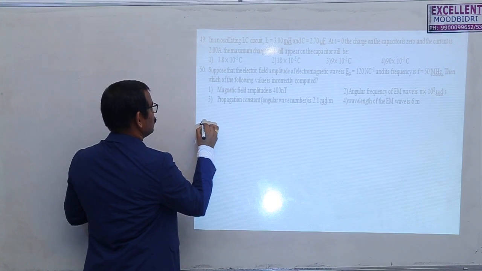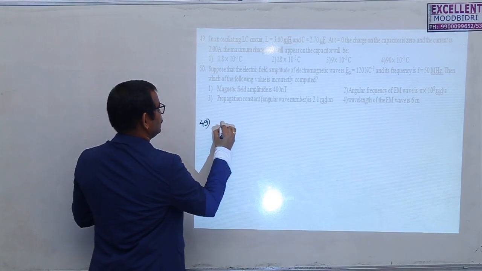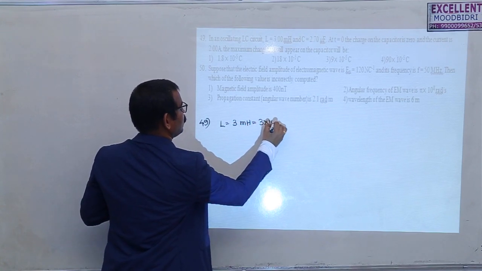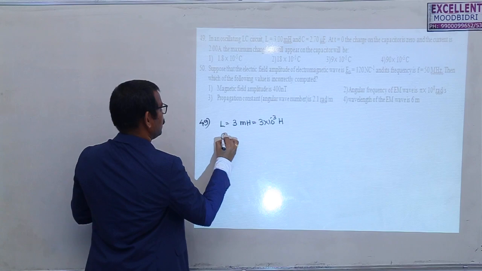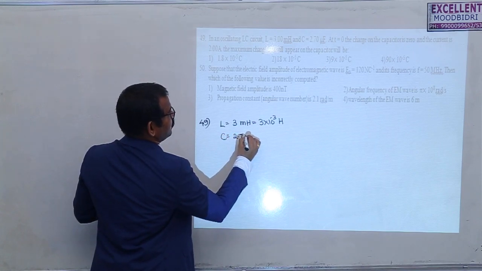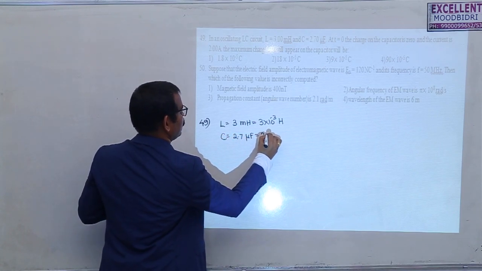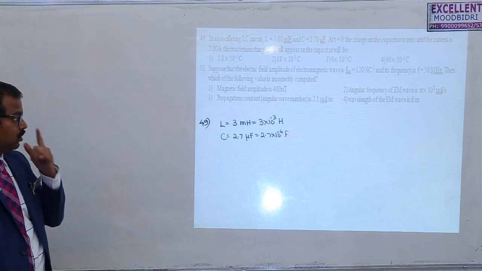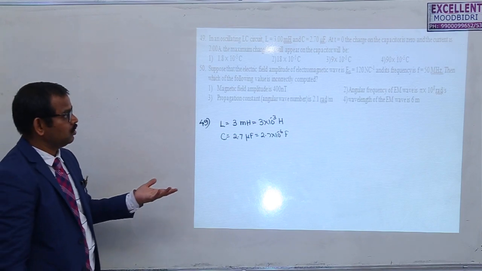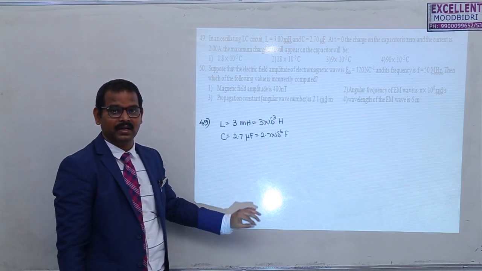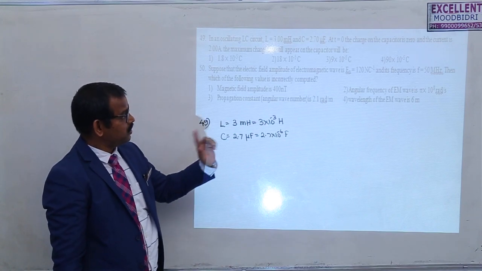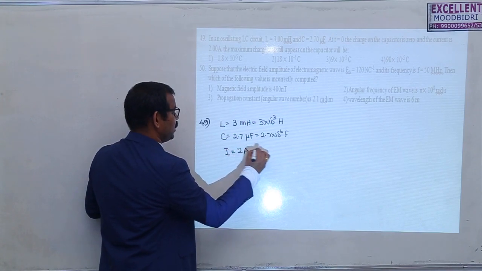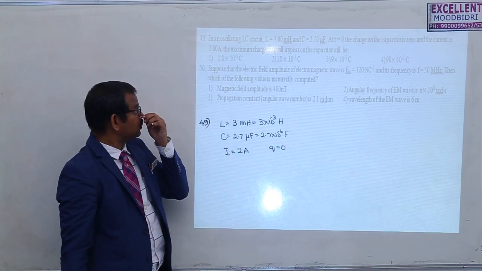In an LC circuit, the self-inductance is 3 millihenry, 3 into 10 power minus 3 Henry. Capacitance is 2.7 microfarad, 2.7 into 10 power minus 6 farad. When t is equal to 0, the charge on the capacitor is 0. When the charge on the capacitor is 0, the entire energy will be stored in the inductor. Then the current is 2 amperes, the maximum current passing through the circuit when the charge is 0.